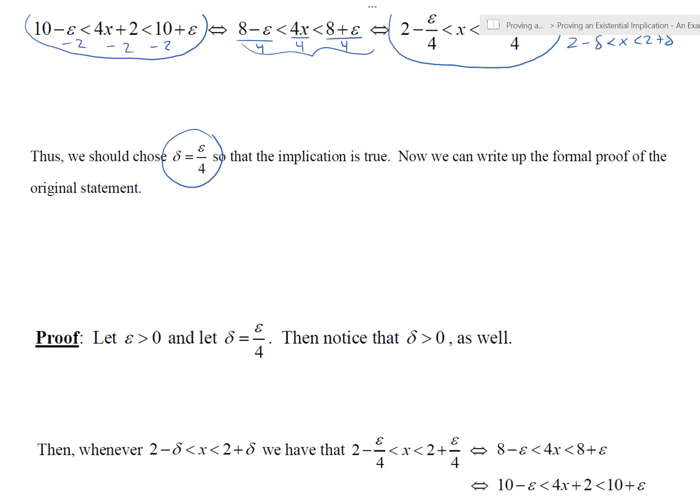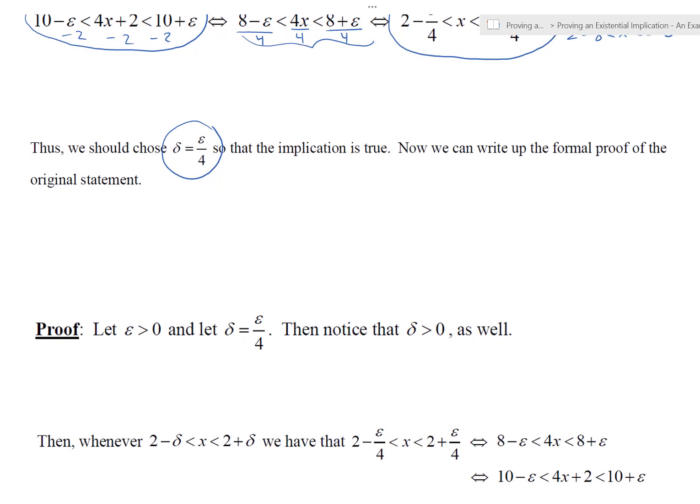Now we go for the implication we're trying to show. Whenever we have this statement, we want to show the implication that we're after. Since we're letting delta be equal to epsilon over 4, that statement is exactly equivalent to this statement here, just rewritten with the epsilons. Now we're going to rearrange this. In the next step, I multiplied all the parts of the compound inequality by 4. So everything gets multiplied by 4. 4 times 2 is 8. 4 times epsilon over 4 is just epsilon. And 4 times x is 4x. Then finally, from here to here, all I did was add 2 everywhere. Add 2, add 2, add 2. And then you get this statement.